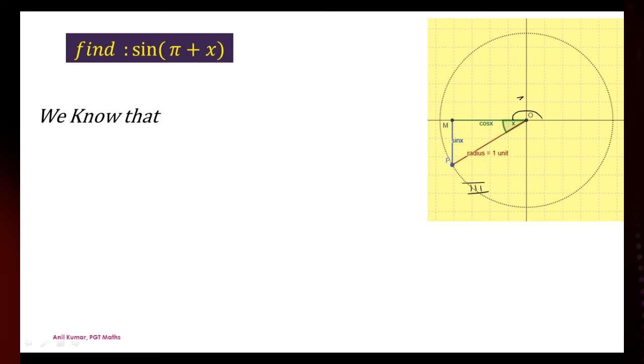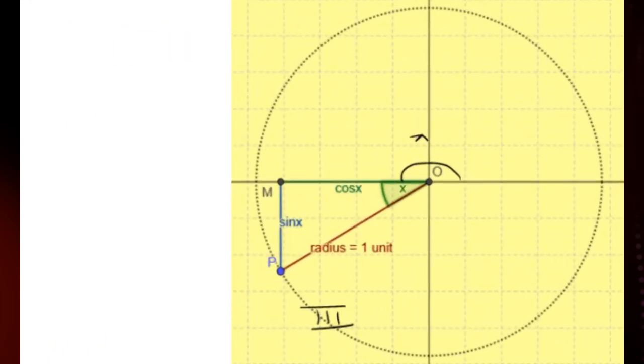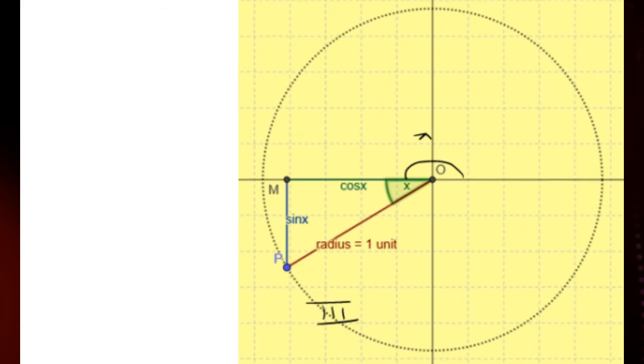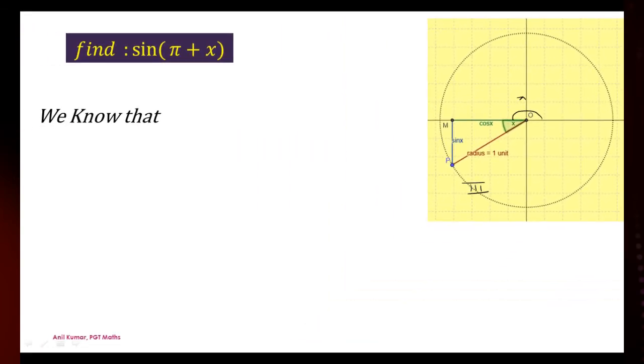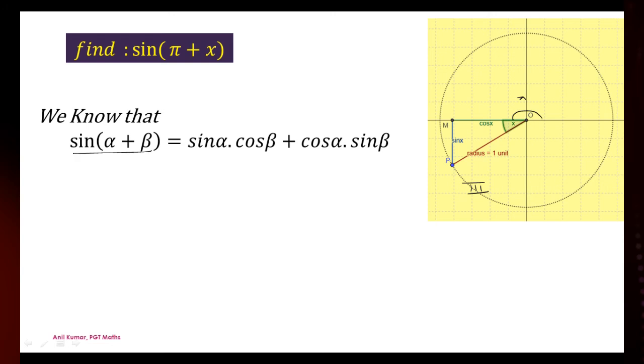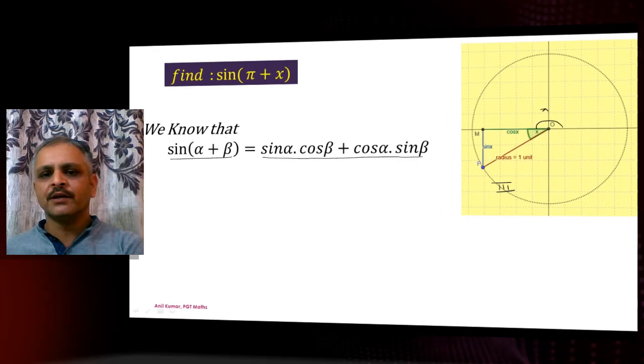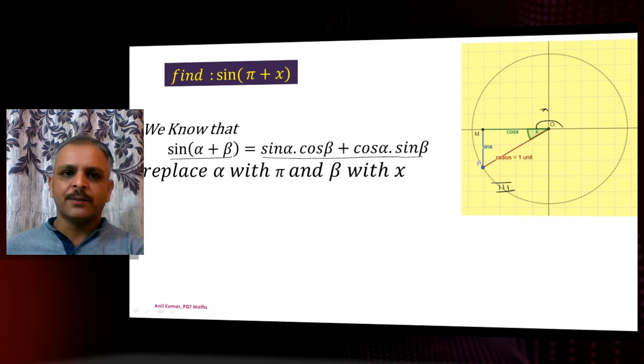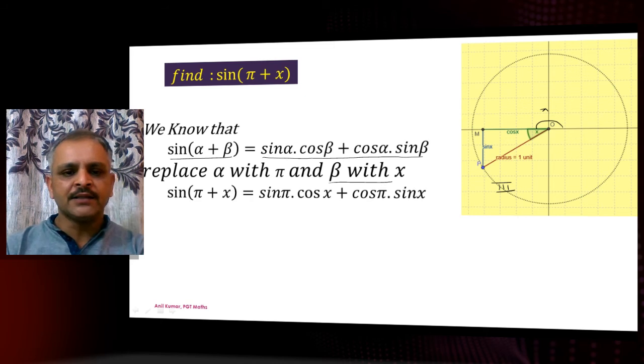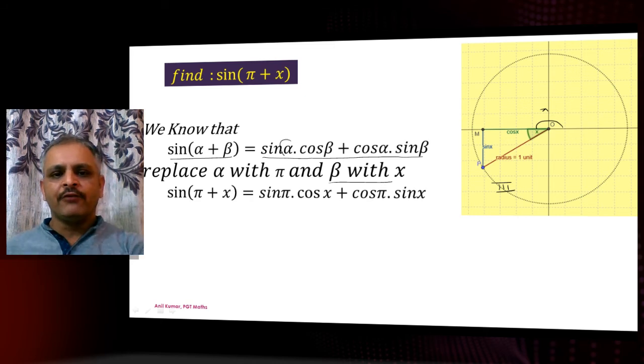So this is pi and this is pi plus x. In this quadrant you can see that sine and cos both will be negative. So we have to find out sine of pi plus x. The same identity I applied, sine of alpha plus beta is sine alpha cos beta plus cos alpha sine beta. Replace alpha with pi and beta with x. So if I replace, it will become sine pi plus x is equal to sine pi cos x plus cos pi sine x.